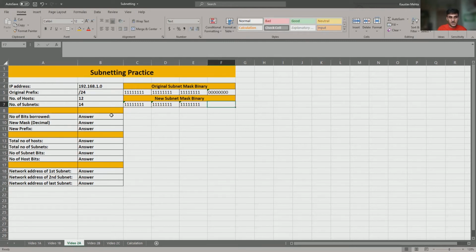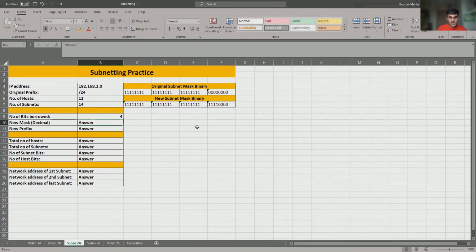Now we know that we need to borrow a number of bits to create at least 14 subnets. If we borrow 1 bit, we're creating 2 subnets, because 2 to the power 1 is 2. If we're borrowing 2, we're creating 4. If we're borrowing 3, we're creating 8. So this still does not satisfy the requirement, which is 14. But if we borrow 4, then we get 16, which satisfies this number. So we'll stop at borrowing 4 bits, and then we'll leave the rest as the host bits. So the number of bits we've borrowed is 4.